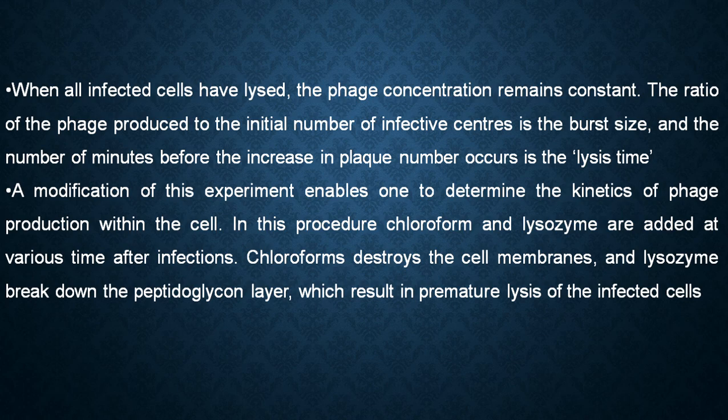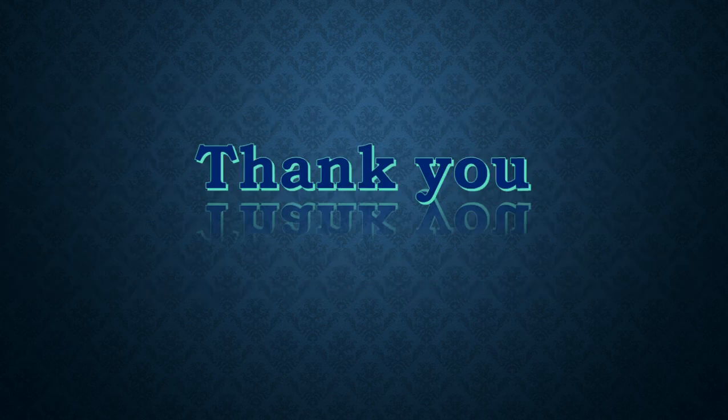A modification of this experiment enables one to determine the kinetics of phage production within the cell. In this procedure, chloroform and lysozyme are added at various times after infection. Chloroform destroys the cell membrane and lysozyme breaks down the peptidoglycan layer, which results in premature lysis of the infected cells. Thank you.